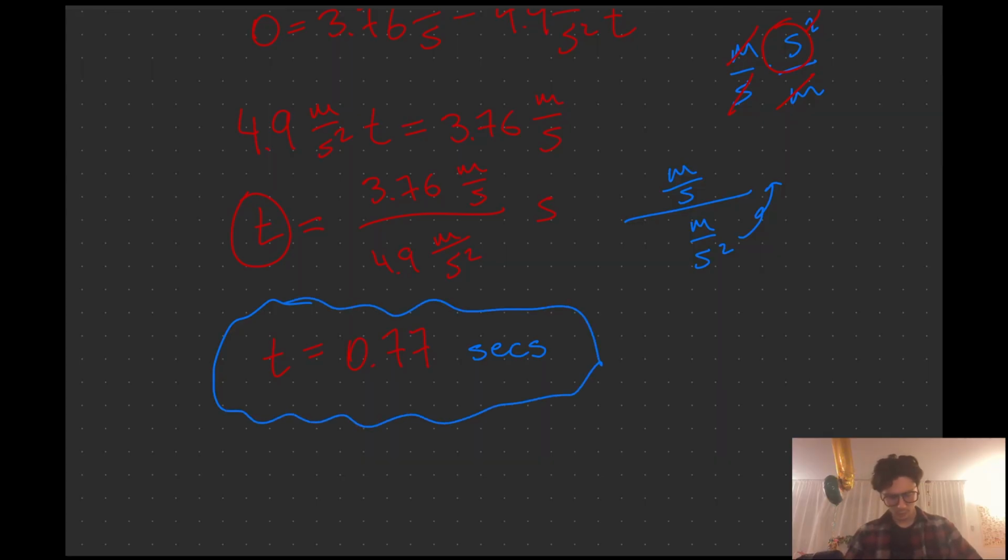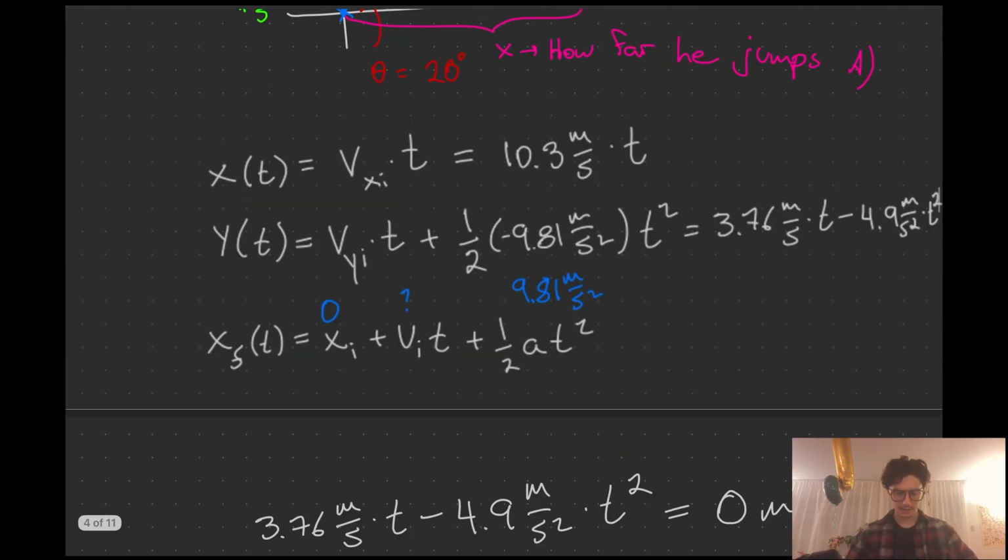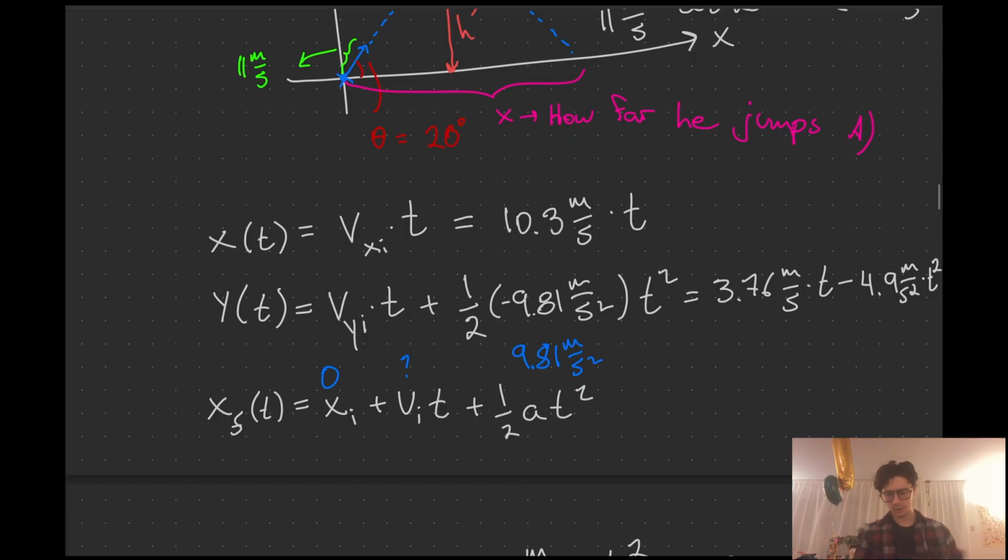So why is this moment in time of interest? It's the moment in time the guy lands. So now that we have that moment in time, we just plug it into the equation that gives us his position as a function of time for the x component right over here. And that is straight up this.